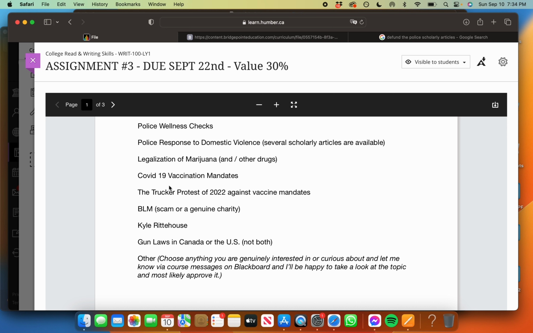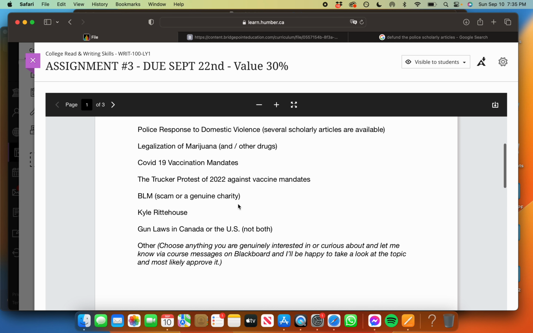Like COVID-19 vaccination mandates should have been more strict, less strict, or shouldn't have happened at all, or caused severe social issues. Whatever angle on the topic you want to take, that's fine, but it's within that topic. The trucker protests of 2022 against vaccine mandates, okay.